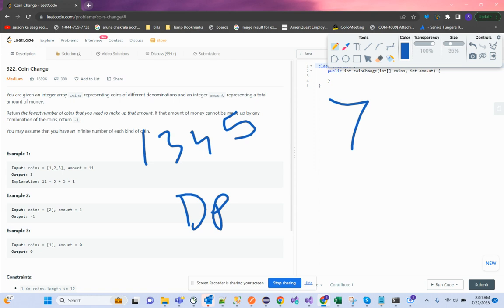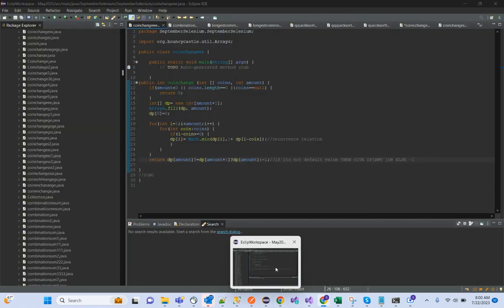And time complexity wise, it is just O of amount, that is O of n, and space is O of n because we are creating an array. So this is a good approach because we come to a conclusion faster, right? So let's see the solution for this DP approach.